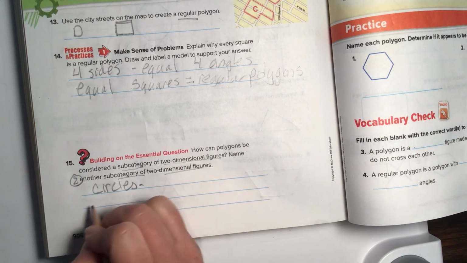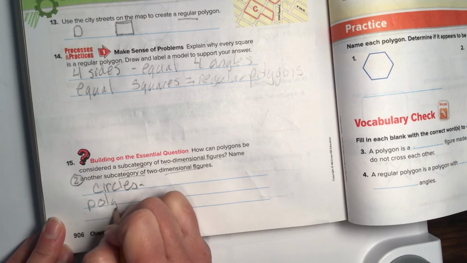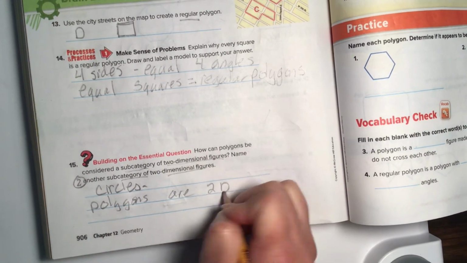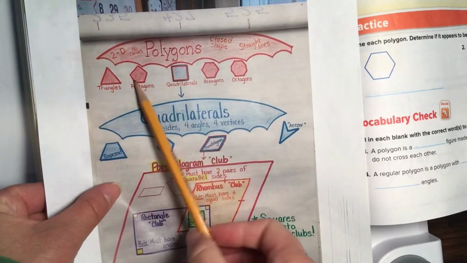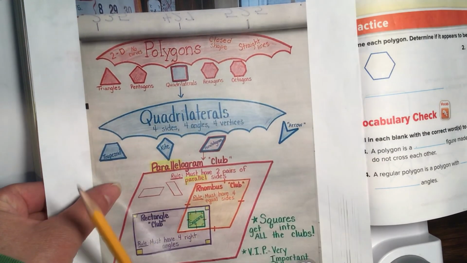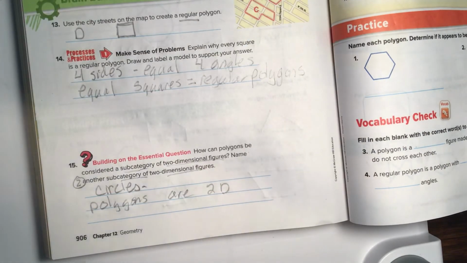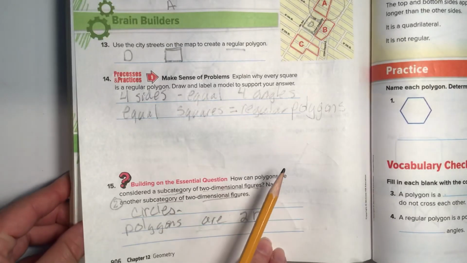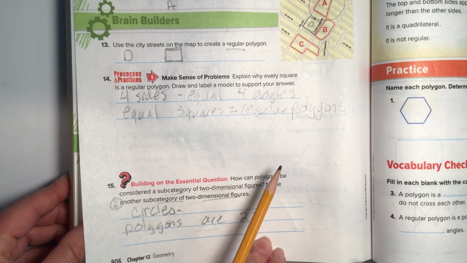All polygons are two-dimensional. They're flat. And circles are too. All right, that concludes the guided practice for lesson 1 of chapter 12.